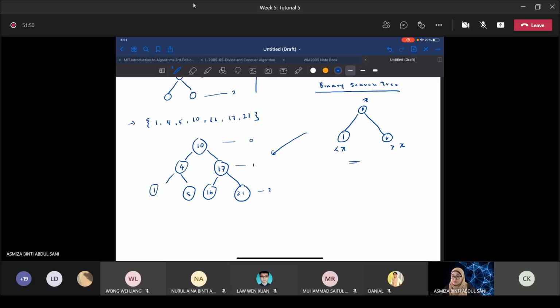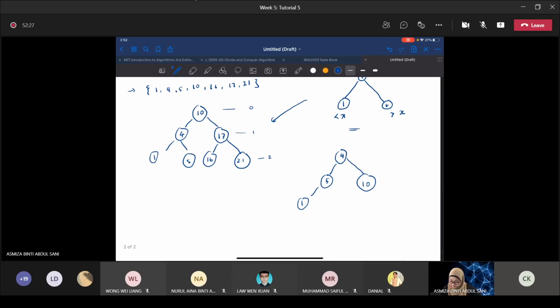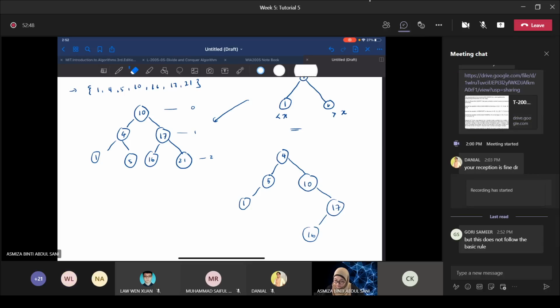What if we want to draw a tree of height 3, for example? From the same set, we can build this tree, maybe starting with 4, and then we can have 5 here. Maybe we can put 1 over here, and maybe 10 over here, and then maybe we can go 17, and then 16. Oh, sorry. Yes, yes. Thank you for reminding me that.